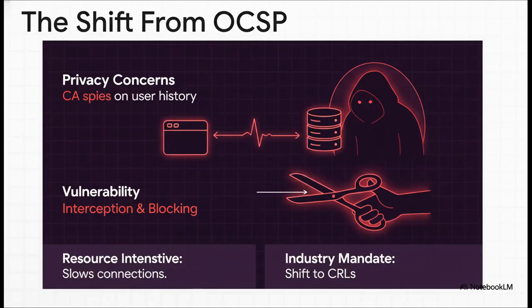Now, you'd think the real-time check, OCSP, would be way better, right? But, and this is a really fascinating twist, it turns out it has some serious flaws. Every time your browser makes one of those phone calls, it's telling the certificate authority exactly which website you're visiting. That's a huge privacy problem. Plus, an attacker could potentially block that call, tricking your browser into thinking a bad certificate is actually okay. Because of these issues, the industry is actually shifting back to the older, but more private and reliable CRL method.